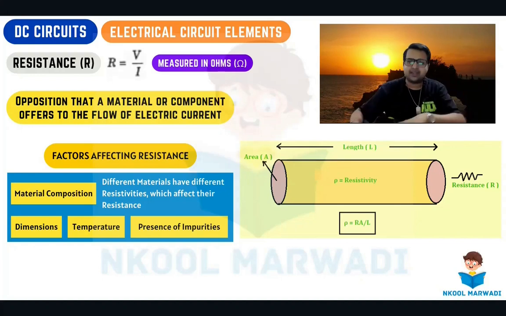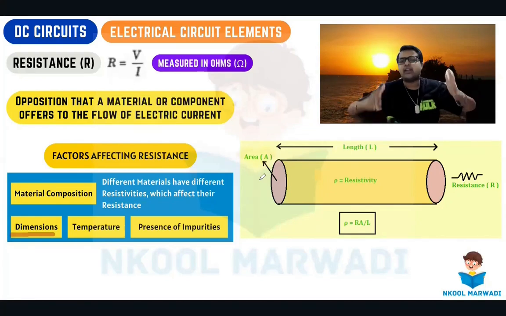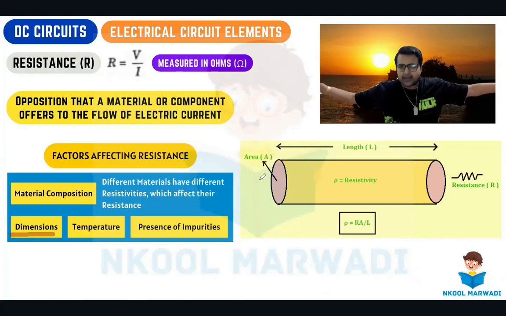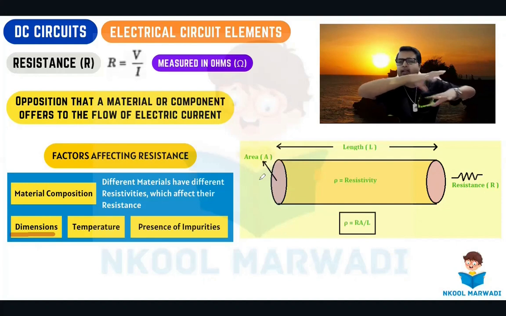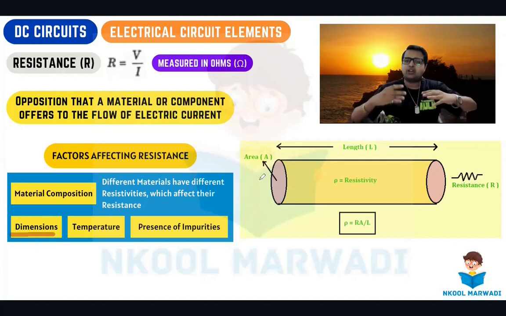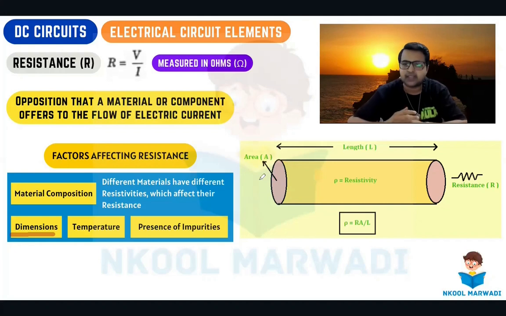Now the other factors which influence the resistance are the dimensions. Dimensions means the length and the area. So if the length increases, definitely resistance will increase. Because if I have a very long conductor, then in the entire journey of the charge, the opposition offered will increase. So as I increase the length, resistance will increase. This is making sense to us.